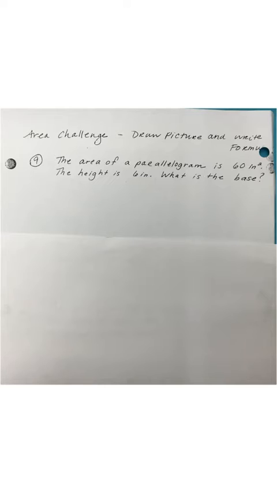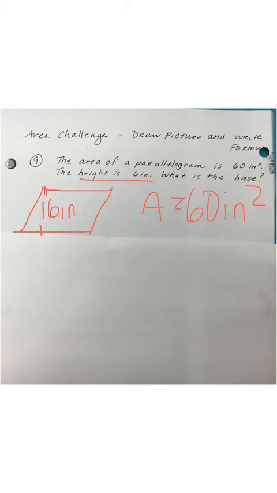For numbers 9 through 12, you're going to draw a picture and write the formula, and then solve it. For number 9, you have the area of a parallelogram is 60 inches squared. The height is 6 inches. What is the base? So first draw it. We know it's not a square or a rectangle with 90 degrees, so we know that we're going to have to do the dotted line to make a height. It said that the area is 60 inches squared, and the height is 6 inches. We need to know what this base is.